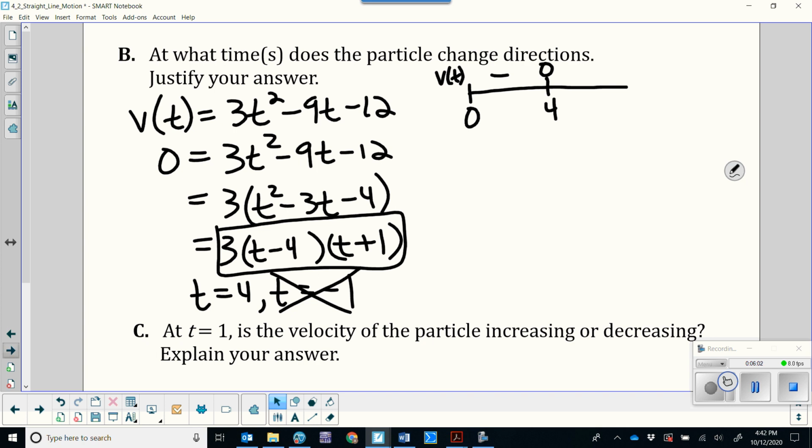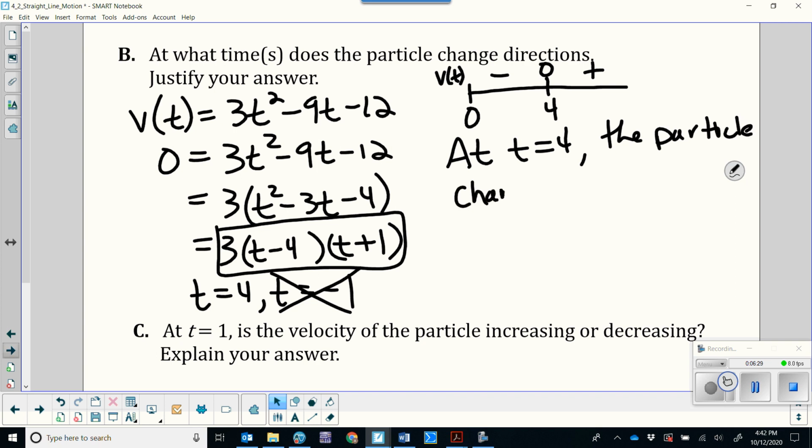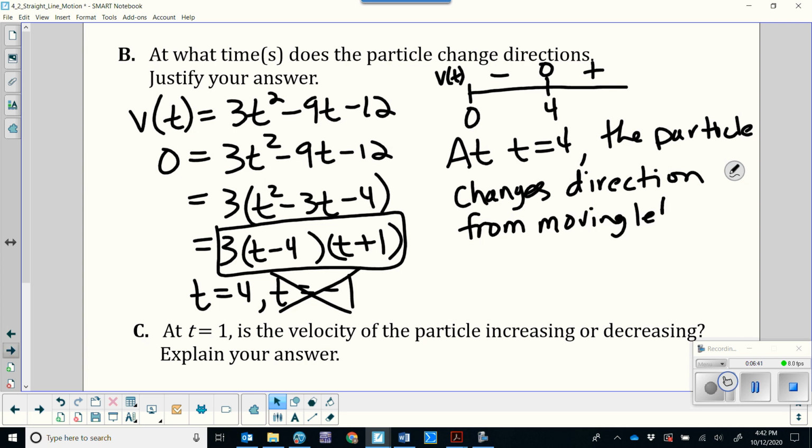And then I pick a number bigger than 4, so pick like 5, and I'm going to get 5 minus 4 is positive, 5 plus 1 is positive, so I'm going to get positive there. So then we can say at t equals 4, the particle changes direction from moving left to moving right.